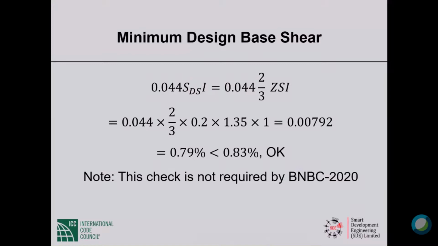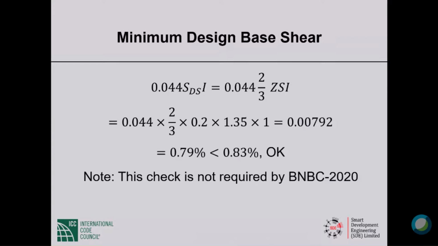Okay, the minimum design base shear of ASCE 7-05, which is not in BNBC, except that Appendix C references it, is 0.044 S sub DS times I. S sub DS is Z times S. Let me not confuse myself and you. So S sub DS is 2/3 of Z times S.